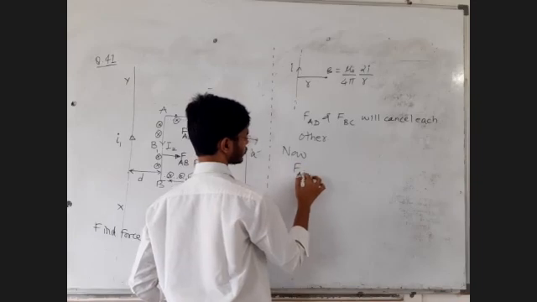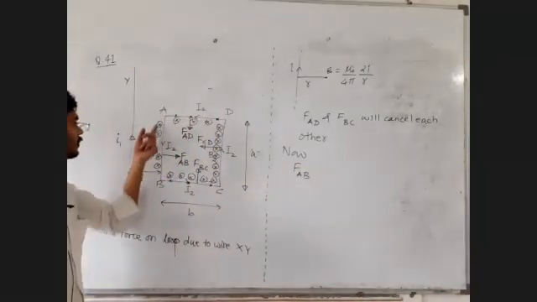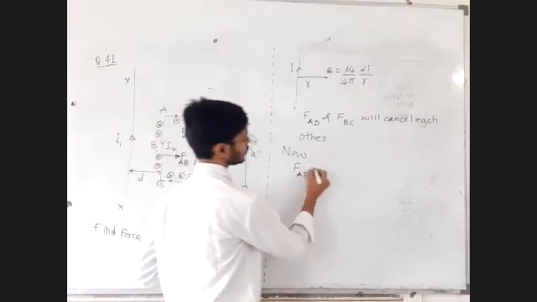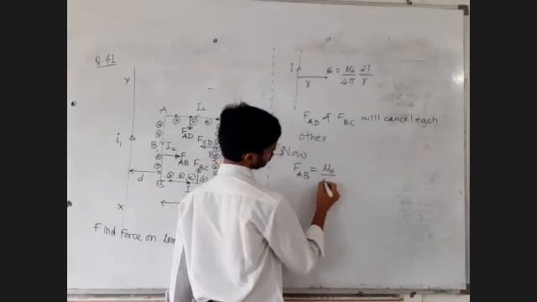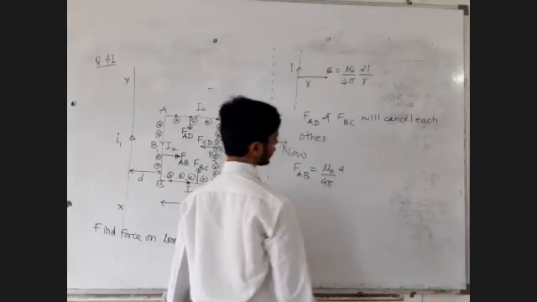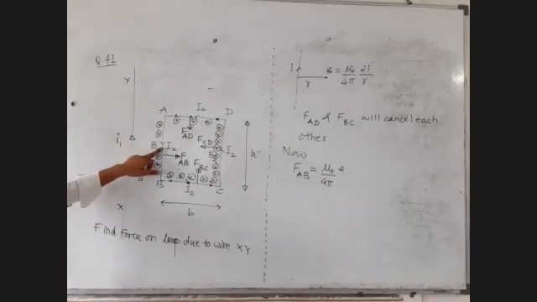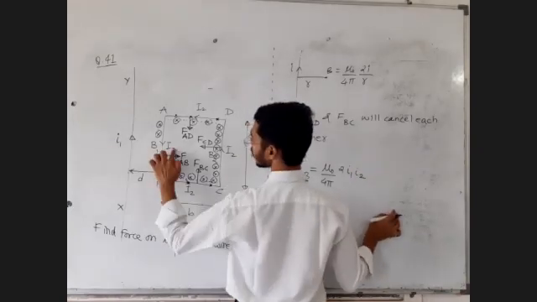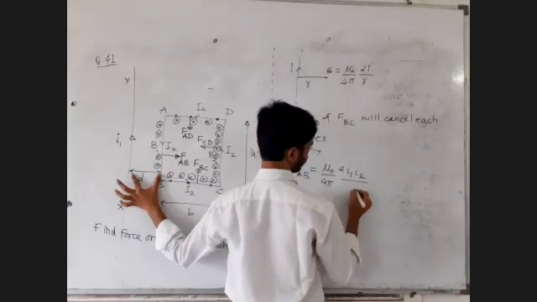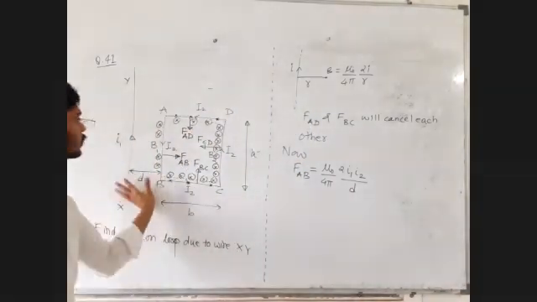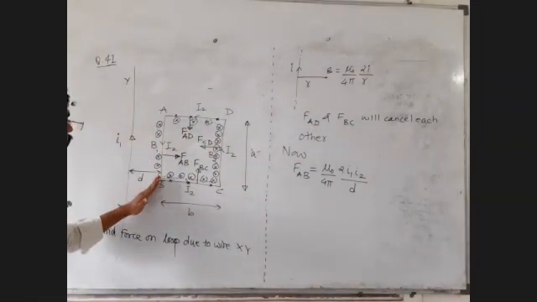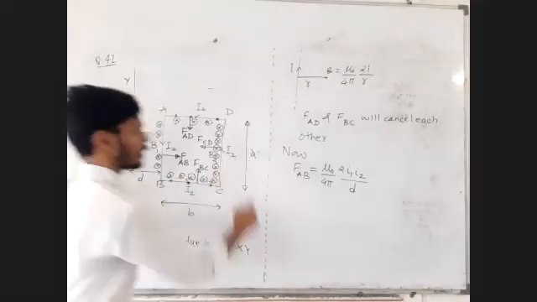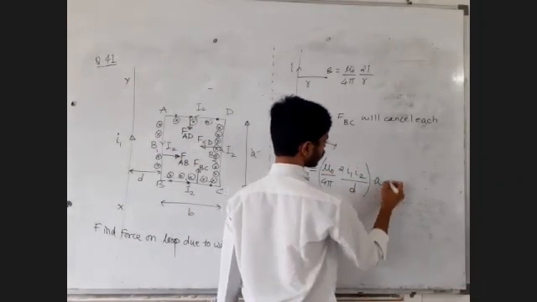Now, let's find the force on wire AB. The force on AB is the force per unit length times the length of AB. The force per unit length is μ0/4π times 2 I1 I2 upon R. What is the distance between them? Small d. That is the force per unit length of the wire AB. The force on AB is the force per unit length into the length of AB. Length of AB is small a.